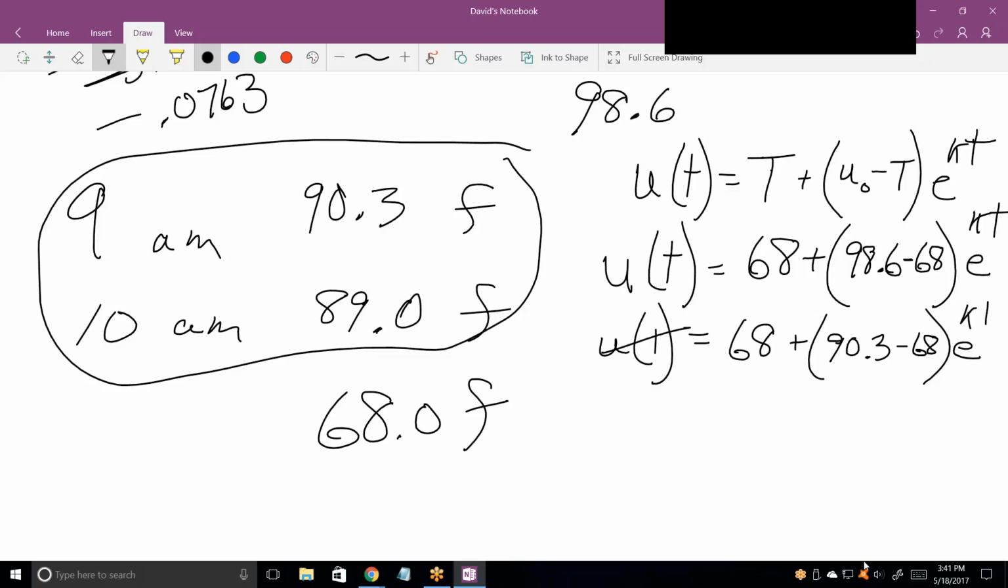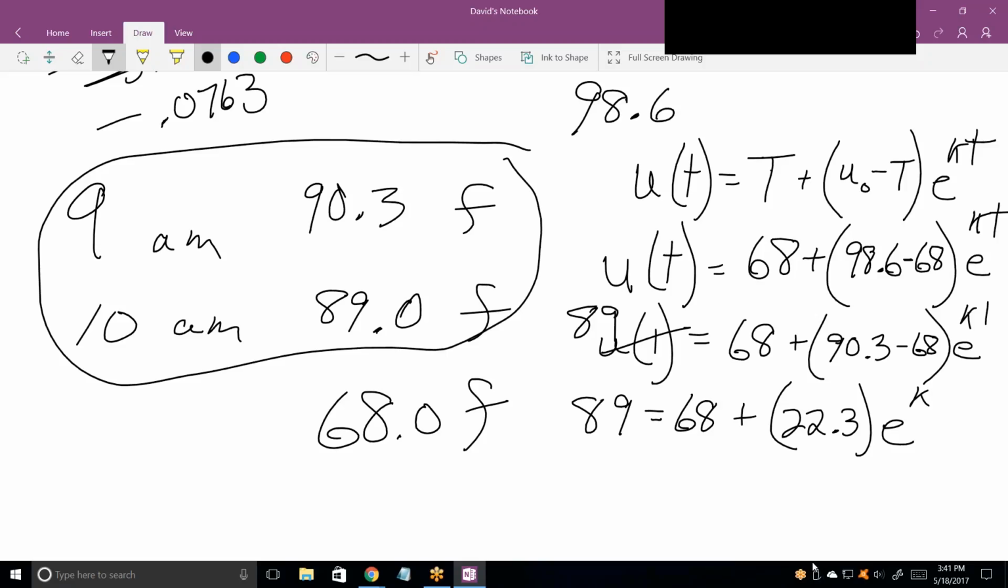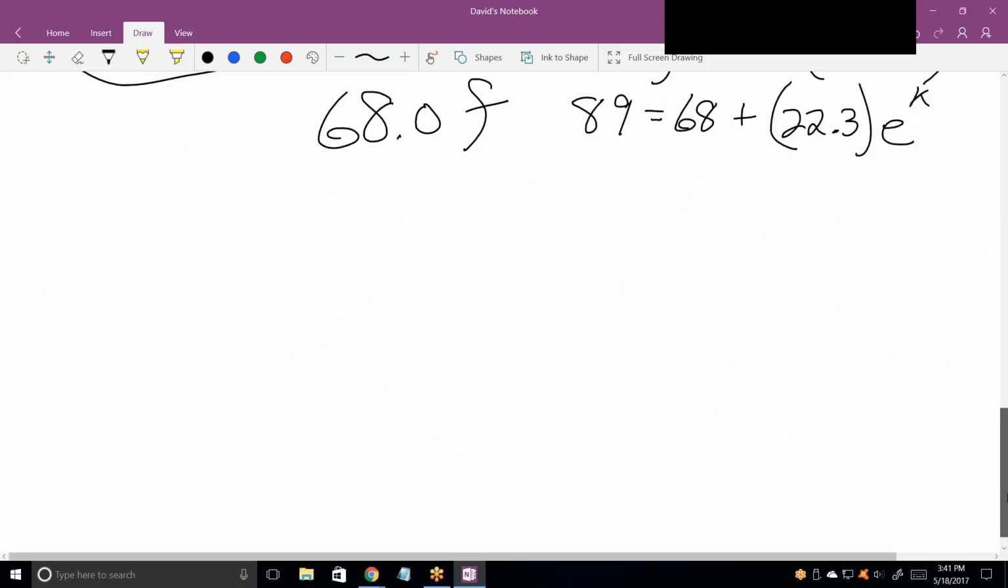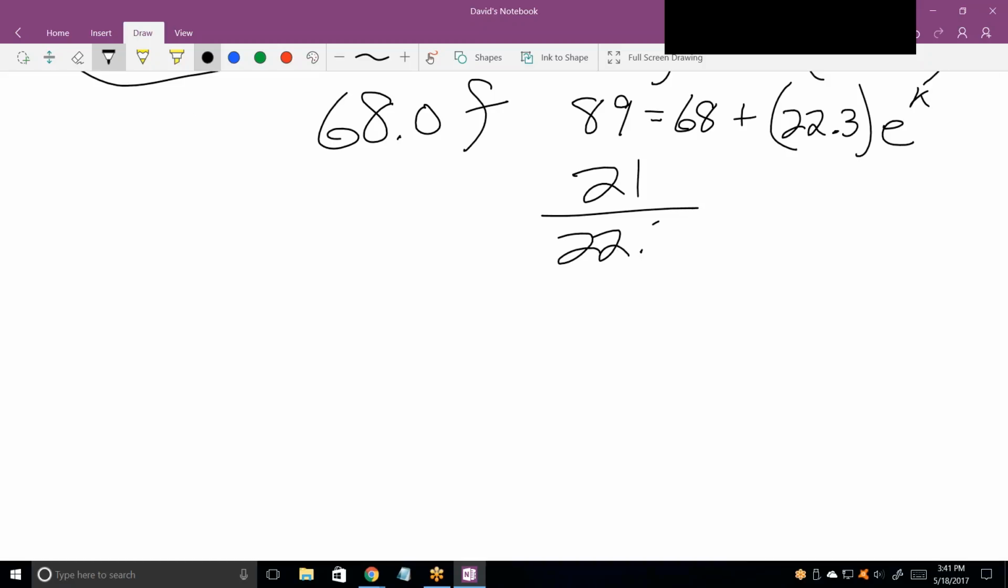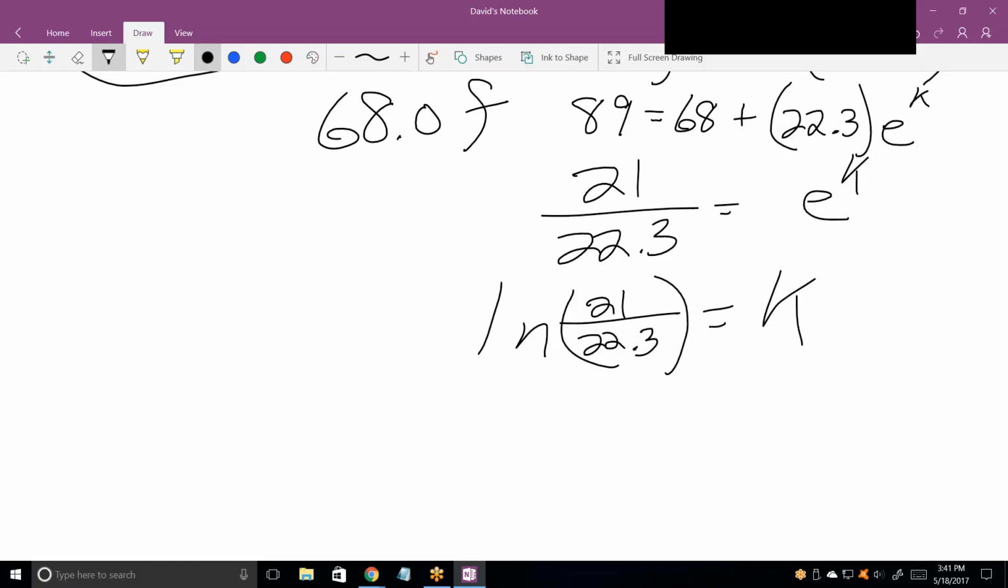And this u of 1 is 89. So I've now got 89 equals 68 plus 22.3 e to the k. Solve for k. What do you get? Minus 68. Hold on, sorry, this is going to take me a minute. Equals. Okay, and then you divide that by 22.3. So k is going to equal the natural log of 21 divided by 22.3. Yeah, 22.3. Sorry.